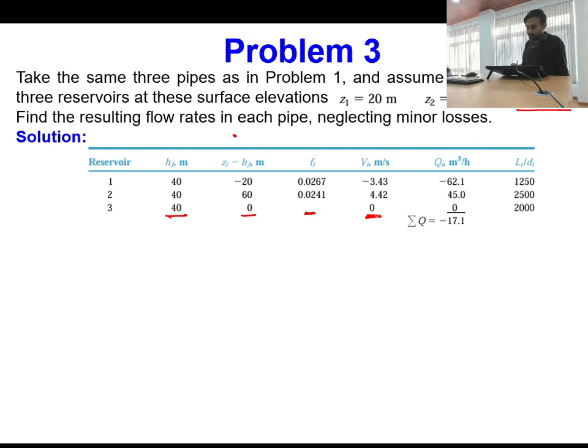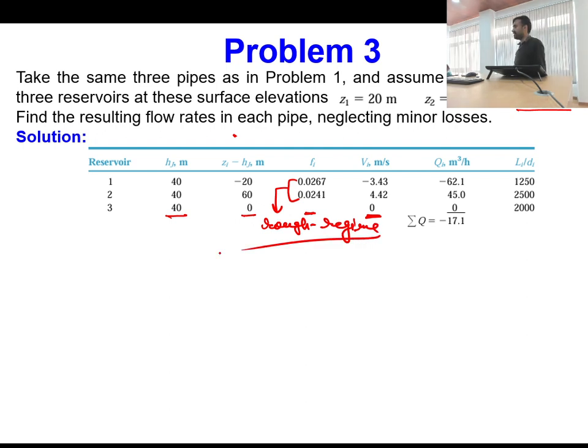Okay, and by knowing the values of F, these values of F are coming from which regime? These are coming from the rough regime. By knowing only the relative roughness, I have calculated the values of velocity for pipe 1 and pipe 2. By knowing these values of velocity, I have calculated the corresponding values of flow rates for all the pipes.